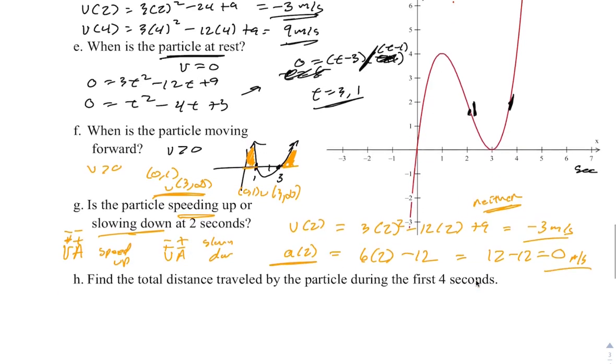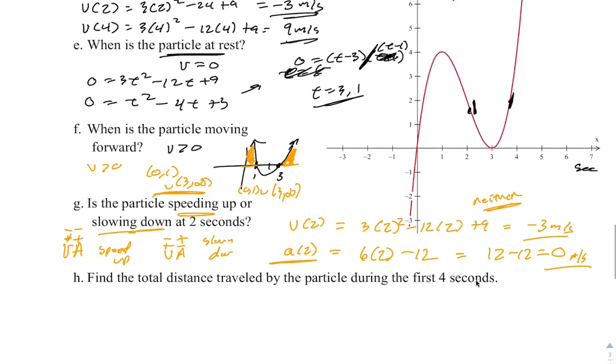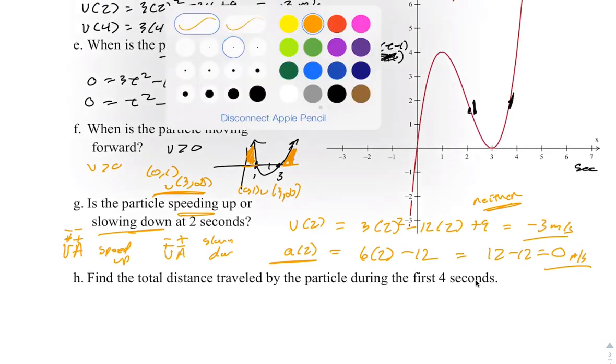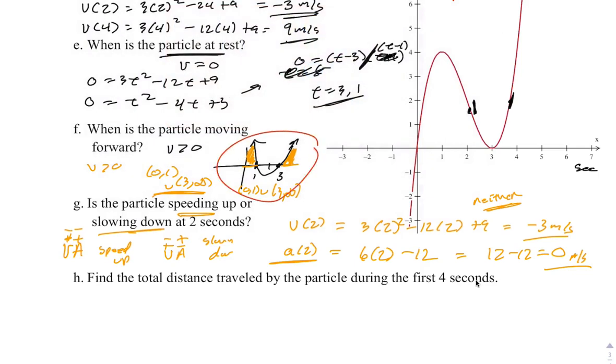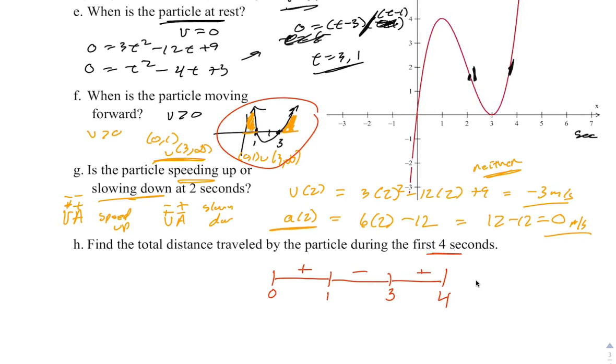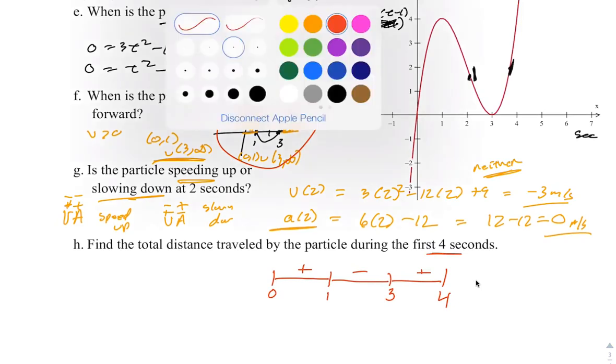Okay, last one. Find total distance traveled during the first 4 seconds. So if we look at our graph up here, our particle is starting at 0. It's going positive to 1. Then it's going negative until 3. And then it's going positive all the way up. And all I care about is the first 4 seconds. So what I got to do here to find total distance traveled by the particle in the first 4 seconds is to break it up.